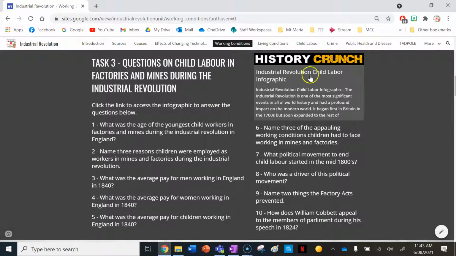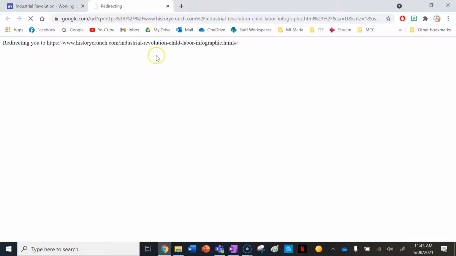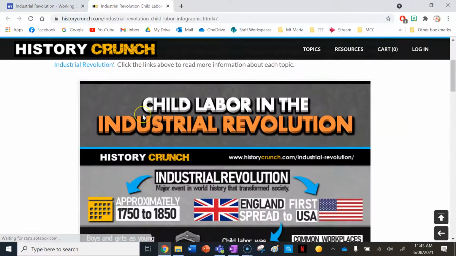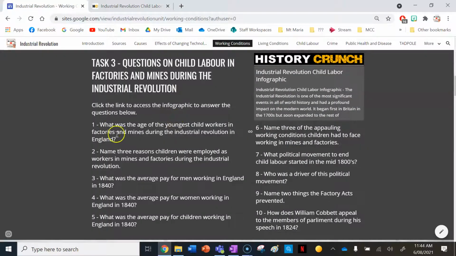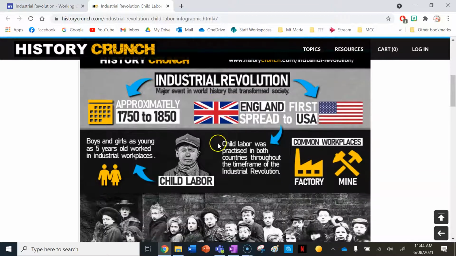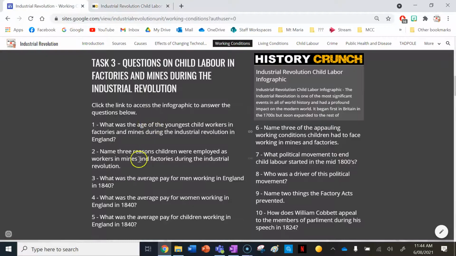Task 3, we've got questions using History Crunch on child labour in factories and mines during the Industrial Revolution. Let's have a look at those now, and we'll answer these together. So there's our infographic. Let's start with number 1, answering these in your book. What was the age of the youngest child workers in factories and mines during the Industrial Revolution in England? We've got here boys and girls as young as 5 years old worked in industrial workplaces. So our answer for number 1 is 5.